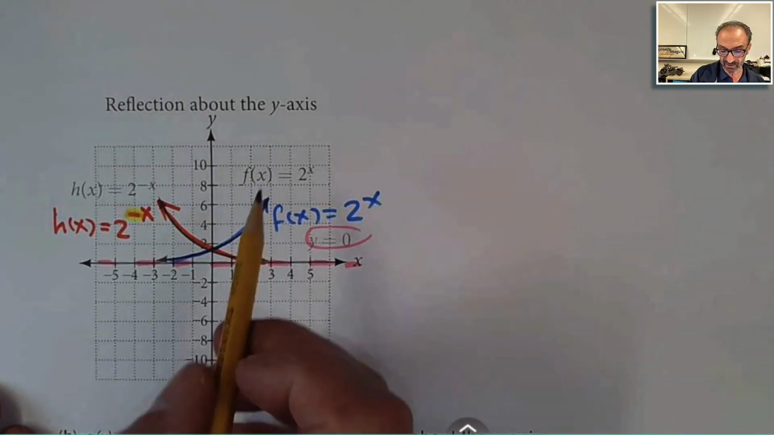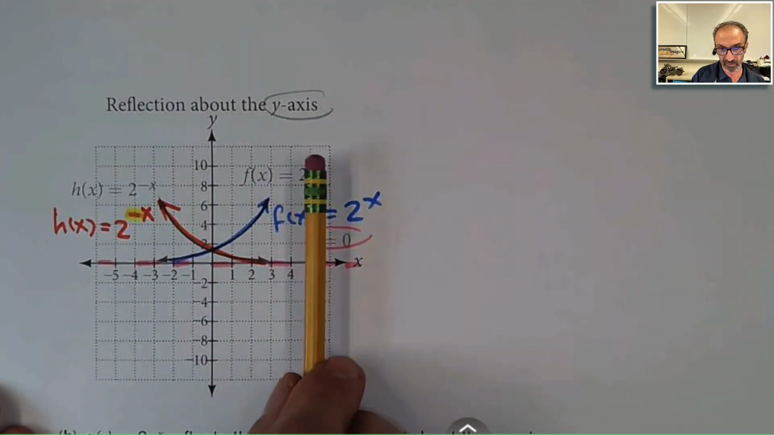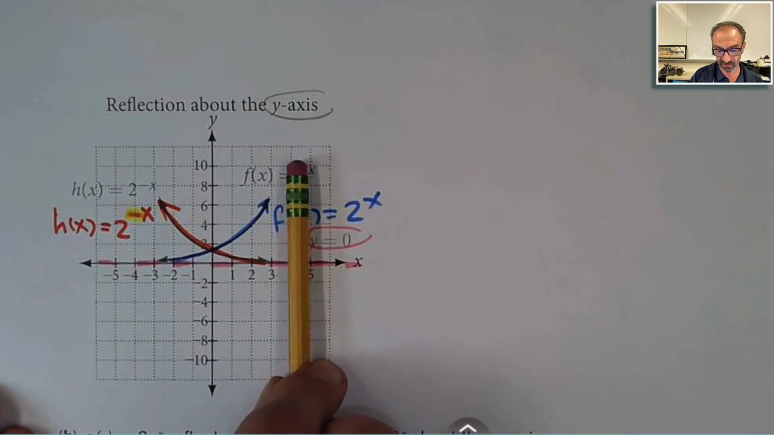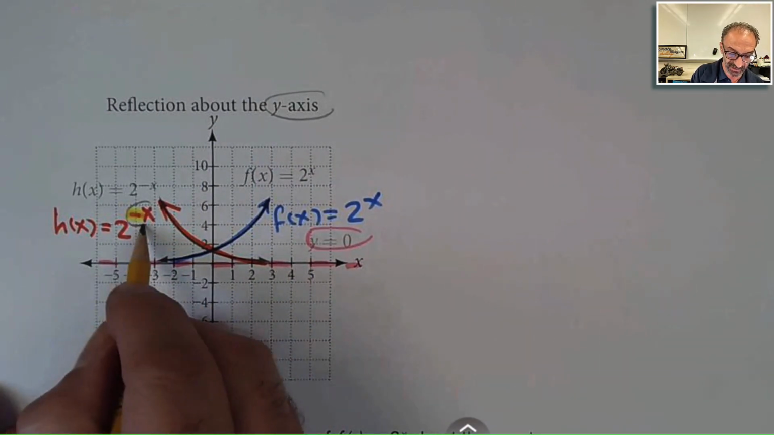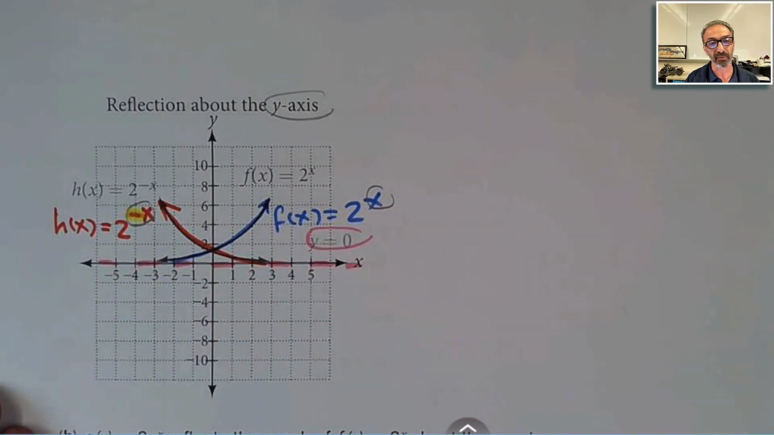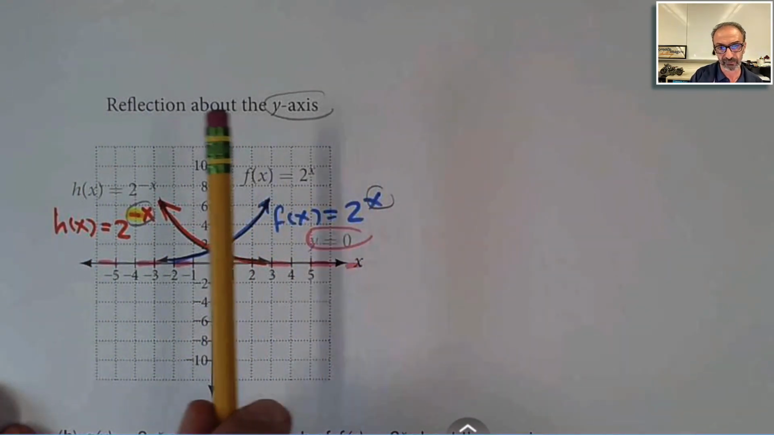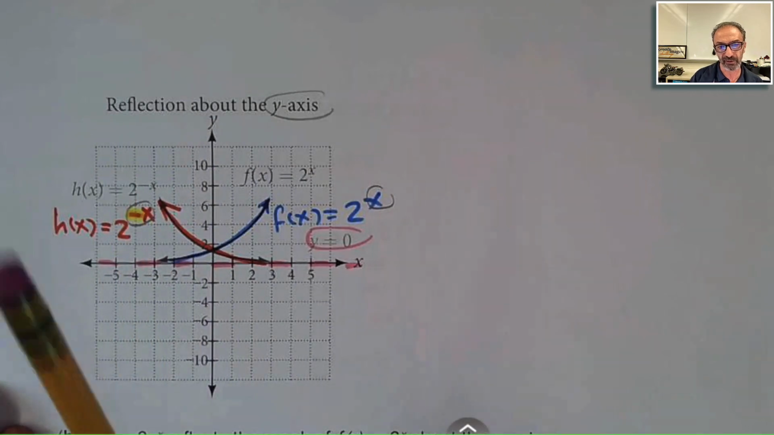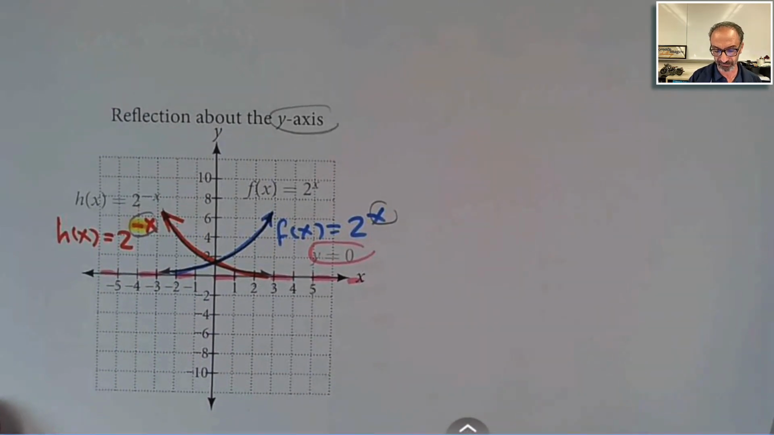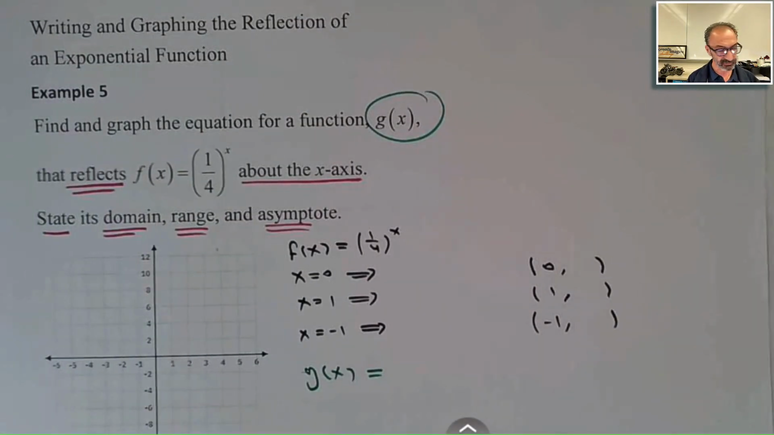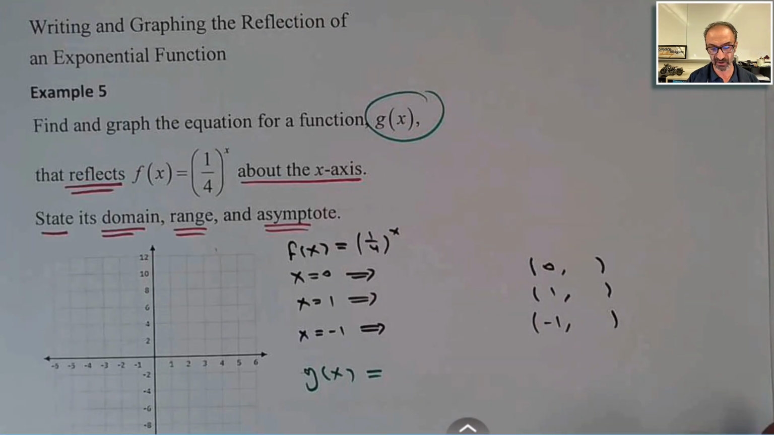Reflection about the y-axis. When you go about the y-axis, you're going from right to left, from left to right. So it makes sense to see x being replaced with minus x. 5, negative 5. 4, negative 4, you know. So that's the difference between reflection about x or reflection about y.